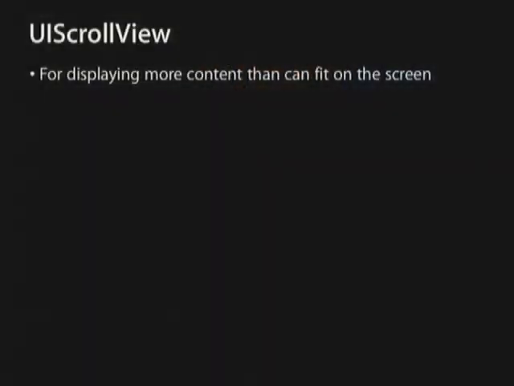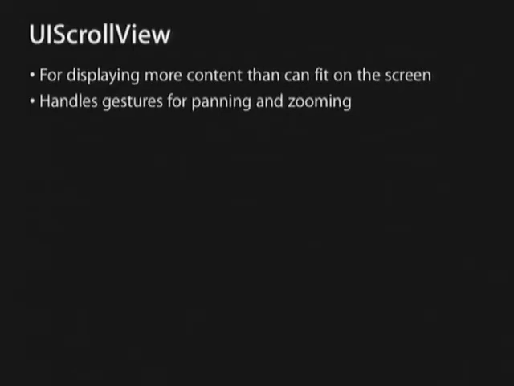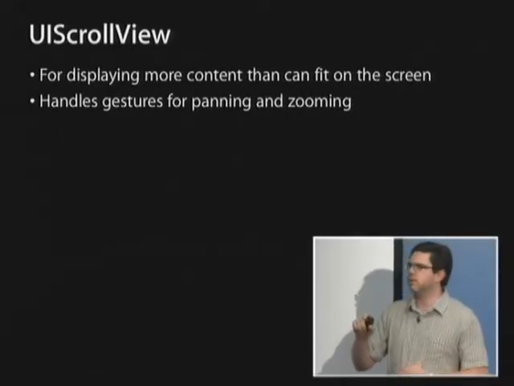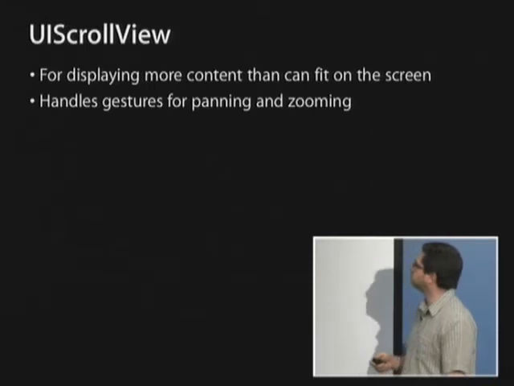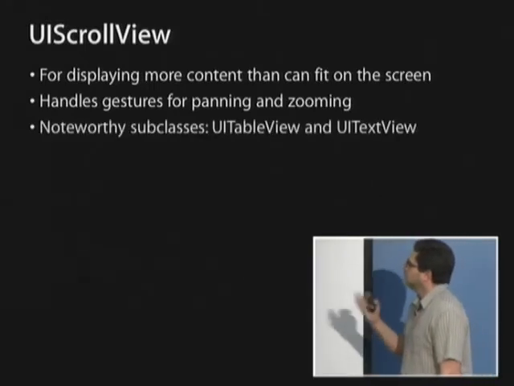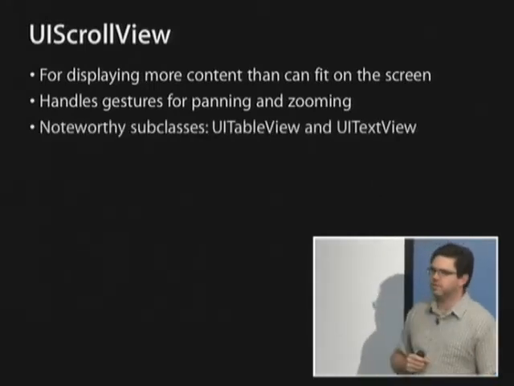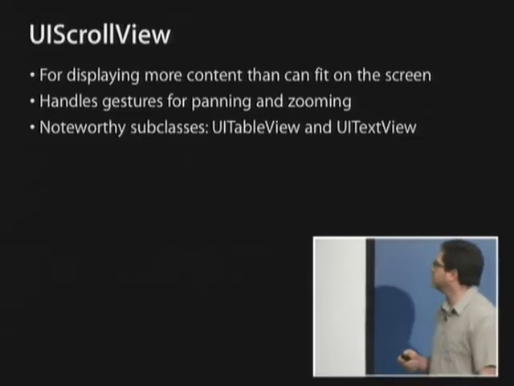As I mentioned, they're for displaying more content than can fit on the screen at any one time. It automatically handles gestures for panning and zooming. With a single finger down or even 2 fingers moving together, you can pan the content left, right, up, and down. And by pinching, you can scale the content up and down. Table view is one of the subclasses. We also have text view, which is another subclass of that.